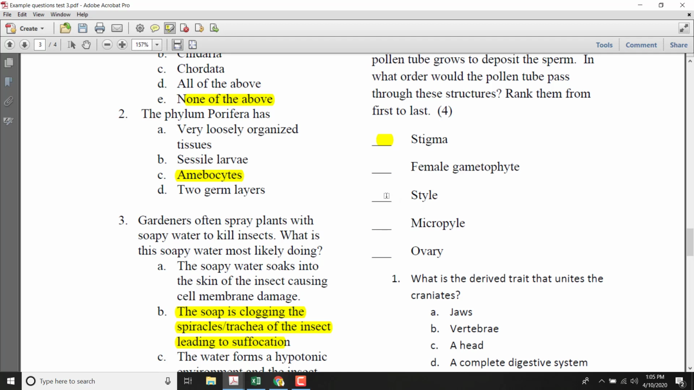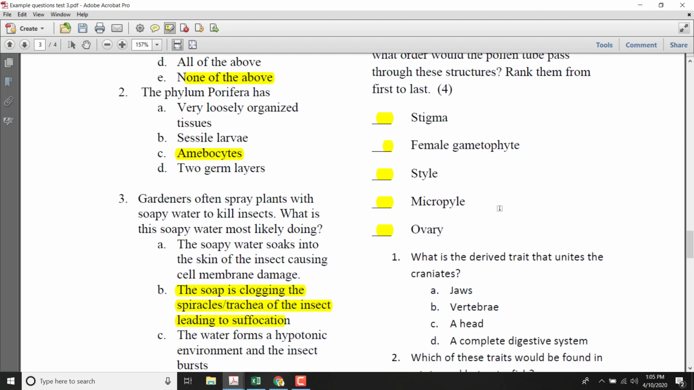Where would number 2 be? Number 2 is the style. Number 3 would be the ovary. Number 4 would be the micropyle, which is not a term I crammed into the online version of this course. That's the opening to the ovule. And then lastly, the gametophyte would be the last answer there.